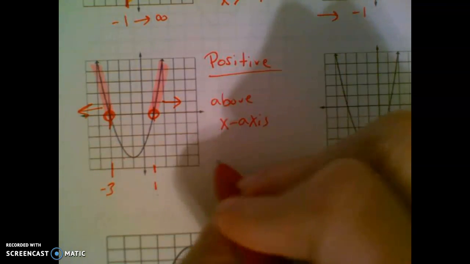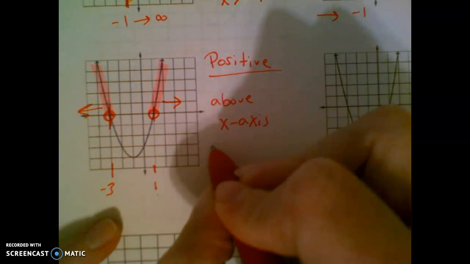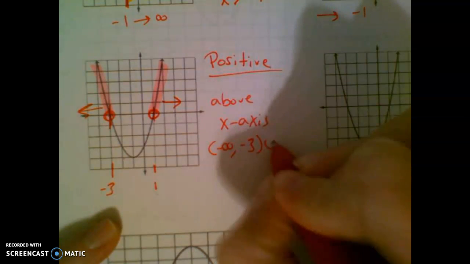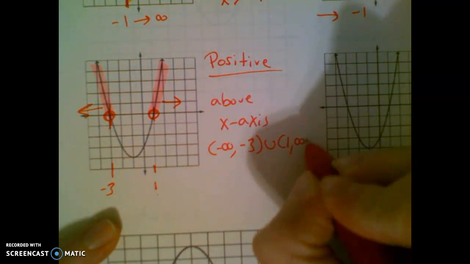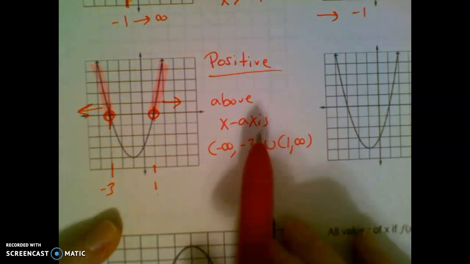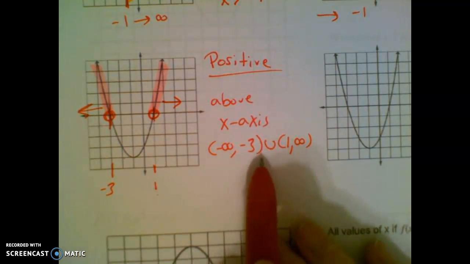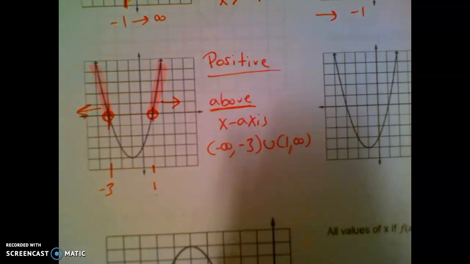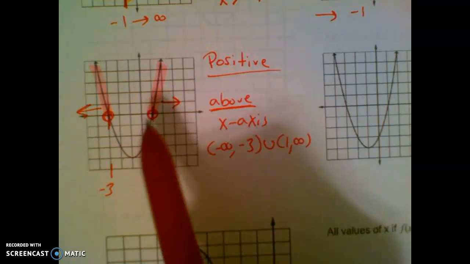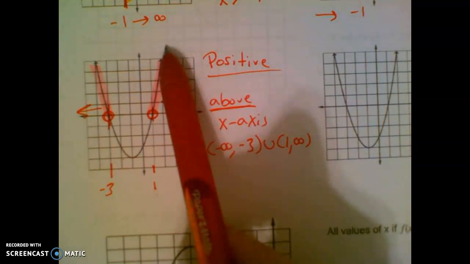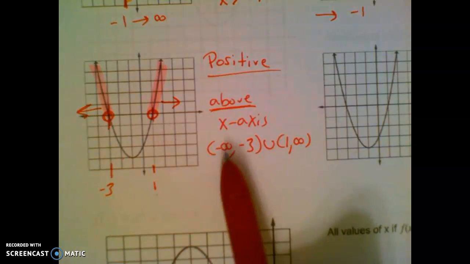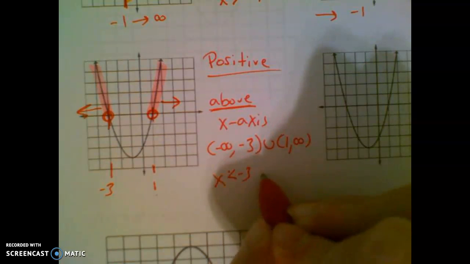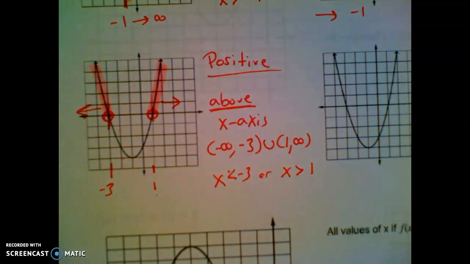Okay, so I'll go ahead and do interval, I guess. So -infinity to -3, or 1 to infinity. Okay, this is actually going to be an open parentheses because it's not positive on the x-axis, it's positive above the x-axis. Okay, also just a hint, if you have two different sections highlighted, you're going to have two different sections in your answer. So x is less than -3, or x is greater than 1.